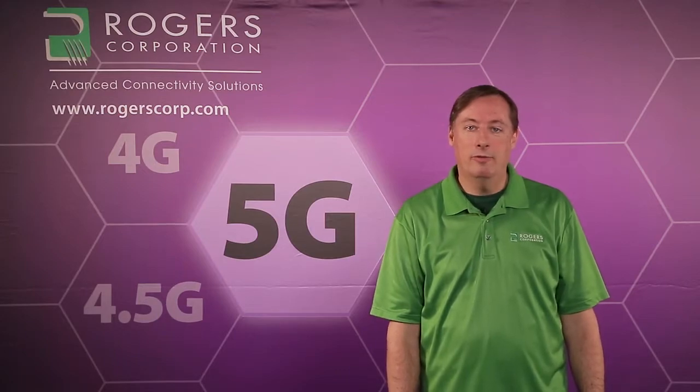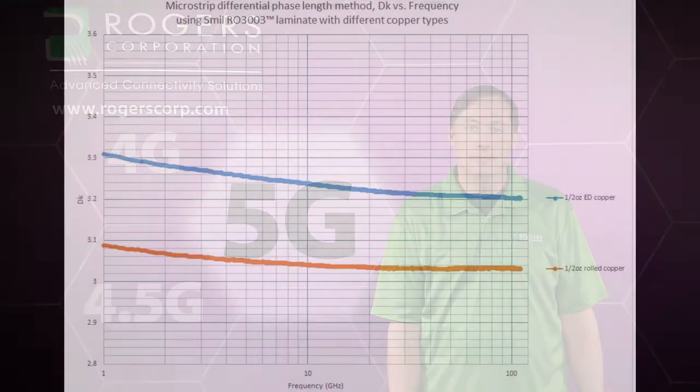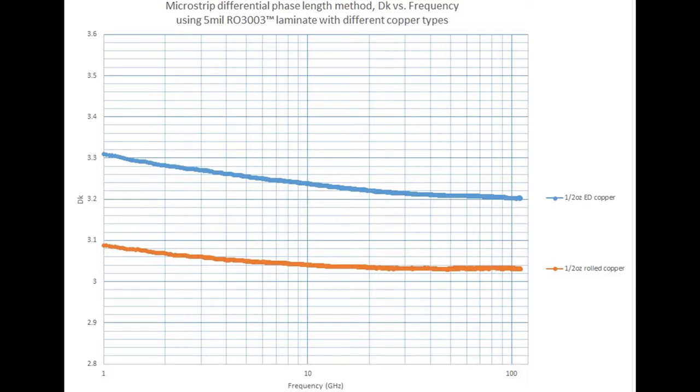So let me show you a little bit of information in the following graph. The chart here shows a comparison of two sets of circuits. One set of circuits is built on 5mm RO3003 with rolled copper. The other set is built on 5mm RO3003 with ED copper. So it's the exact same substrate, with the only difference being the copper. The rolled copper is very smooth, and you can see in this chart that it comes pretty close to a number of 3.0. I think out at millimeter wave it's about 3.03.